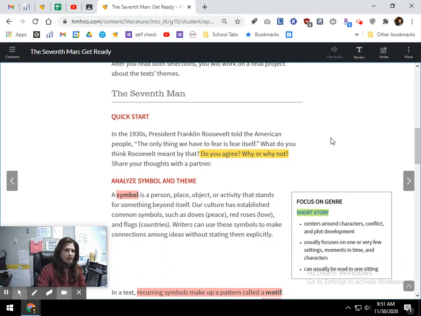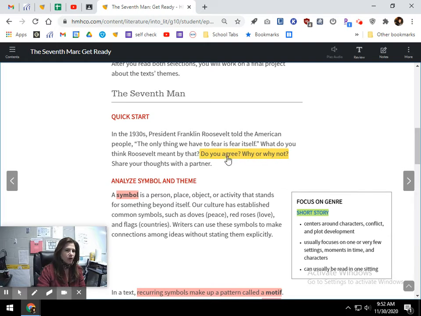In the 1930s, President Franklin Roosevelt, so 1930s, let's look at the historical time frame. We're talking about Great Depression era. He told the American people in this famous speech, and I've seen video of it, and you probably have too. You may not remember it right off the bat, but he says, the only thing we have to fear is fear itself. What do you think he meant by that? And remember, this quick start relates to the story in some way, so we want to make a connection to the story ahead of time. What do you think he meant by the only thing we have to fear is fear itself? And do you agree? Why or why not?